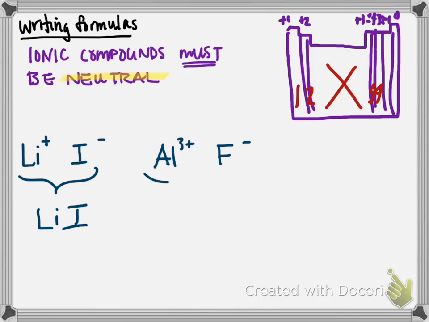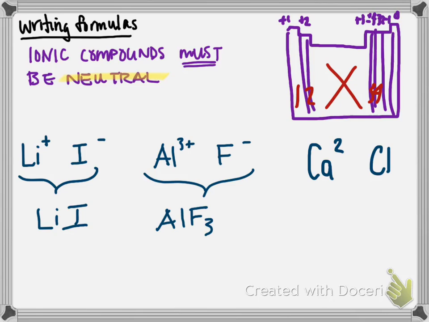Next one is aluminum and fluorine. Aluminum is a +3. Fluorine is a -1. So I need 3 fluorines to make a neutral compound with 1 aluminum.